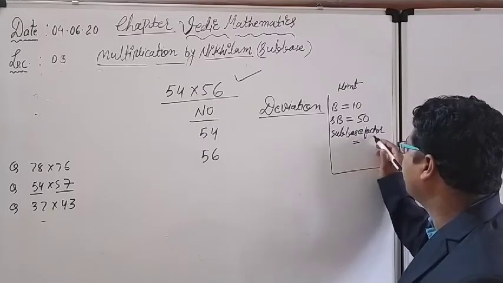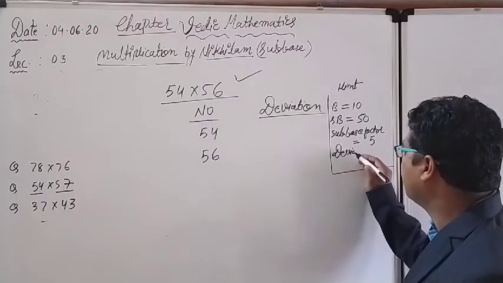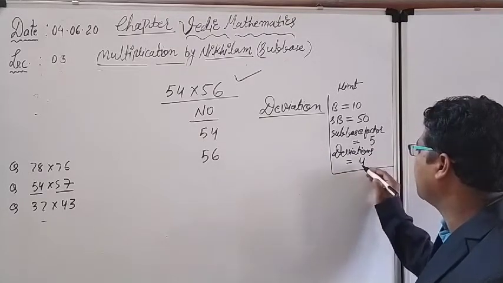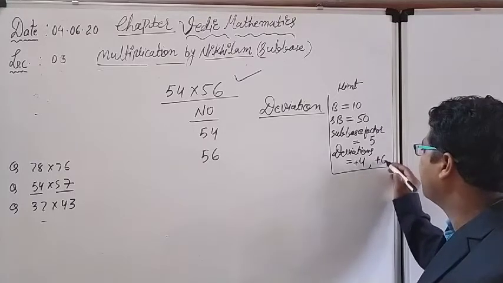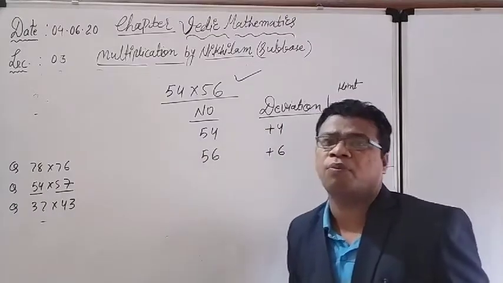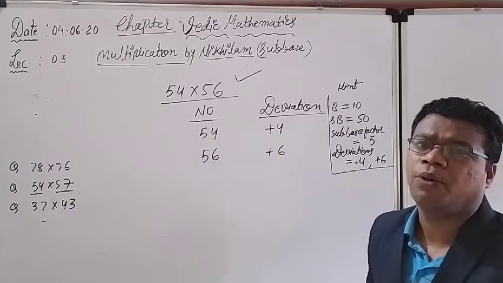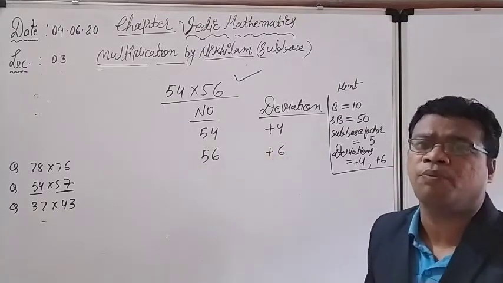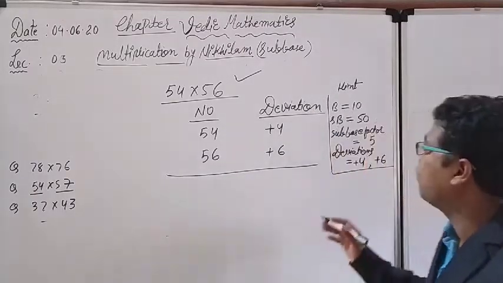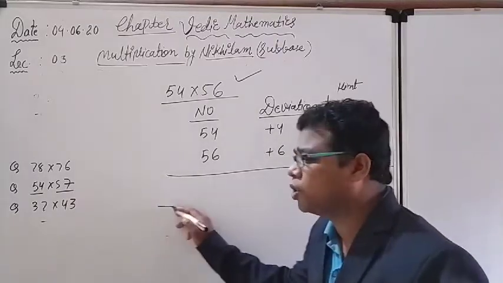What will be the sub base factor here? 5. 10 fives are 50. And what will be my deviations here? You can see, for the 54 it will be plus 4, and for the 56 it is plus 6. No problem. Actually here we will write down plus 4 and plus 6. Either you can write plus 4, or ignore the sign and simply write 4, no problem. But we are writing it here. See, right now all the things we have completed so far. Hint are clear: base 10, sub base factor, deviations, all the things are almost clear for me.